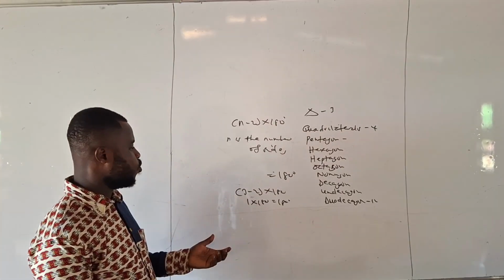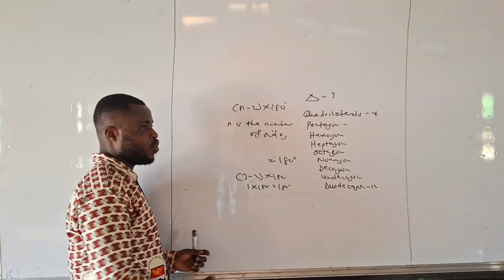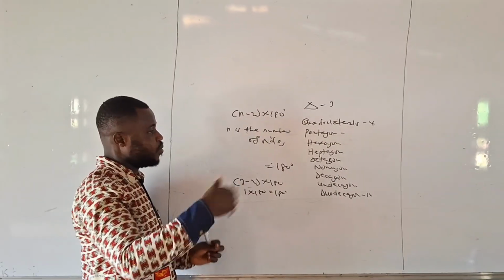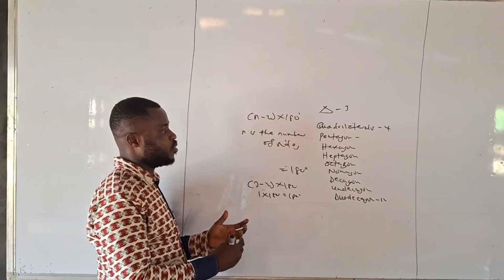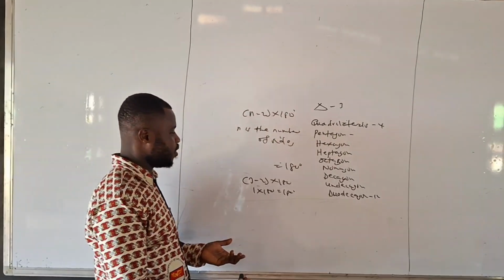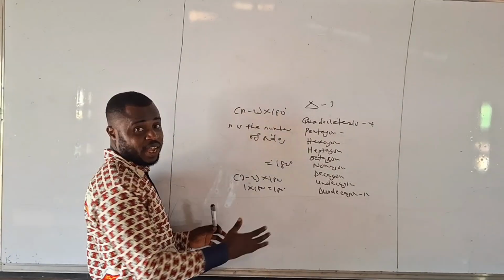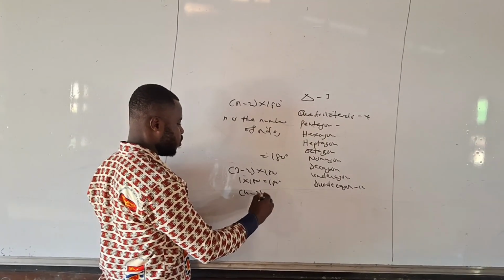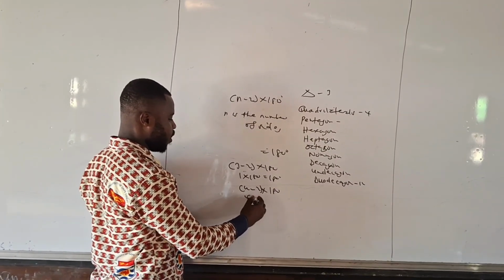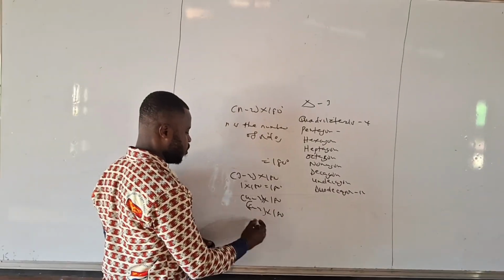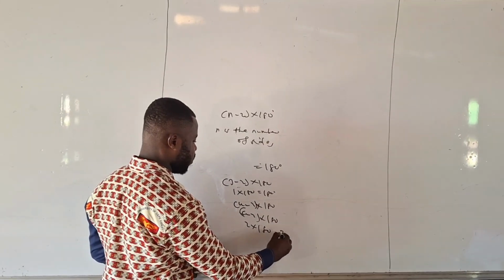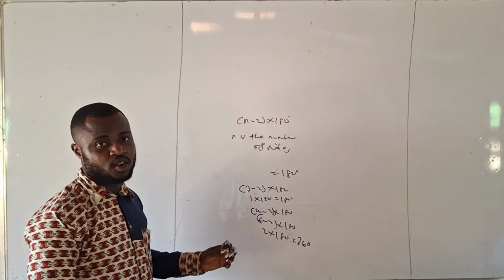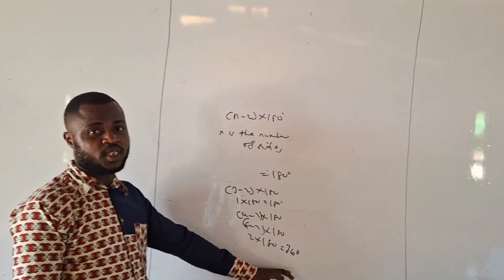How do you know the sum of interior angles of a quadrilateral, four-sided figures? All we memorize is that when we add up, it's 360. Why is it 360? Quadrilaterals have four sides, so using the same formula, n minus 2 times 180, we have 4 minus 2 times 180. This will also give us 360.